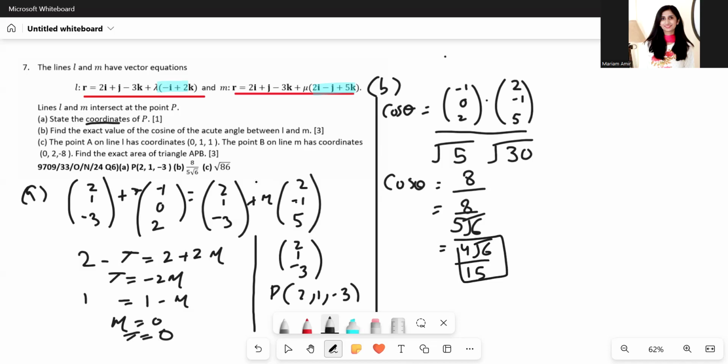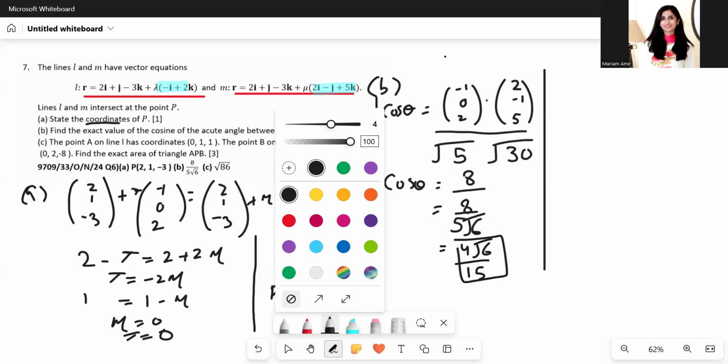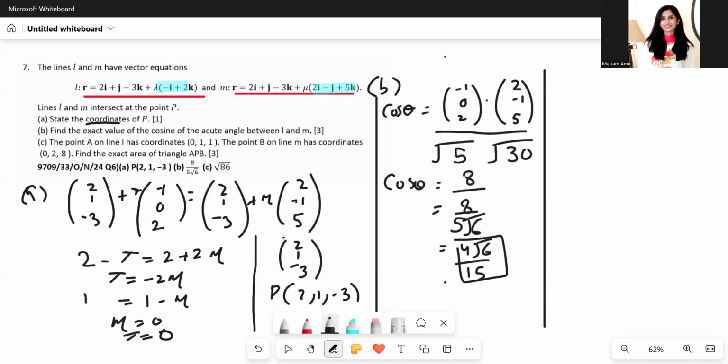Part C, point A on the line L has coordinates (0, 1, 1). Point B on the line M has coordinates (0, 2, minus 8). Find the exact area of triangle APB. So we need the area of triangle APB. Let me try drawing that. Let's say this is A, P, and B.